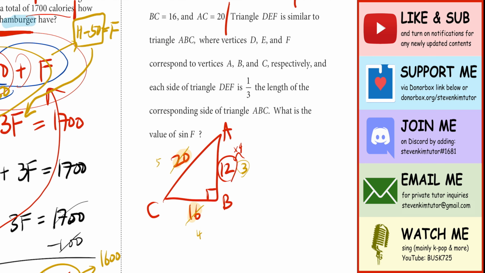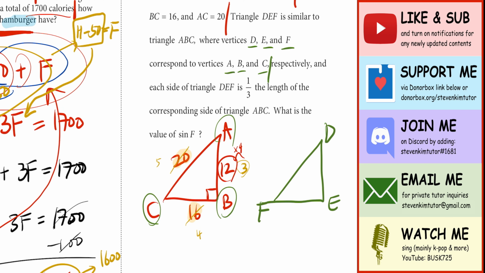Triangle DEF is similar to ABC. So let me just draw another version. Is it bigger? Is it smaller? I don't really know. DEF corresponds to ABC. So A, that's where my D is. B, that's where my E is. C, that's where my F is. And each side of triangle DEF is a third of the corresponding side of triangle ABC. So it's a third. So 20 divided by 3, 16 divided by 3, and 12 divided by 3. That's what I would have done.